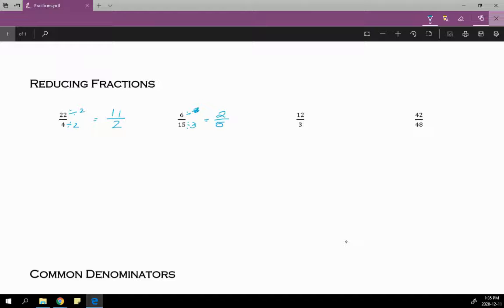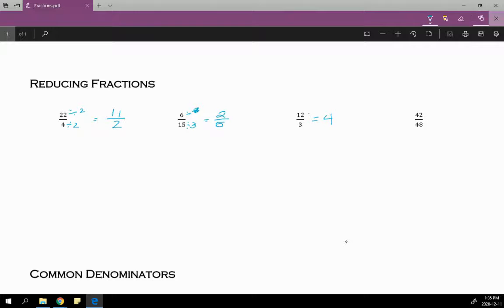Now, sometimes you might end up with an improper fraction that actually reduces. So here we have 12 over 3. And if we divide both the numerator and denominator by 3, we're just going to end up with 4. Or you can think of it as 12 divided by 3 is 4.